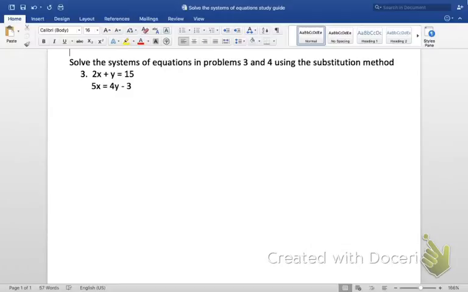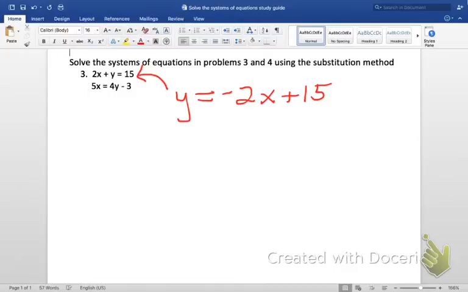You could solve the top equation for x or the top equation for y. You could solve the bottom equation for x or the bottom equation for y. I always go with what I think is going to be the easiest, and I think that top equation looks really easy to solve for y. I'm actually going to do it in my head. I think I can subtract 2x in my head, so y is negative 2x plus 15.